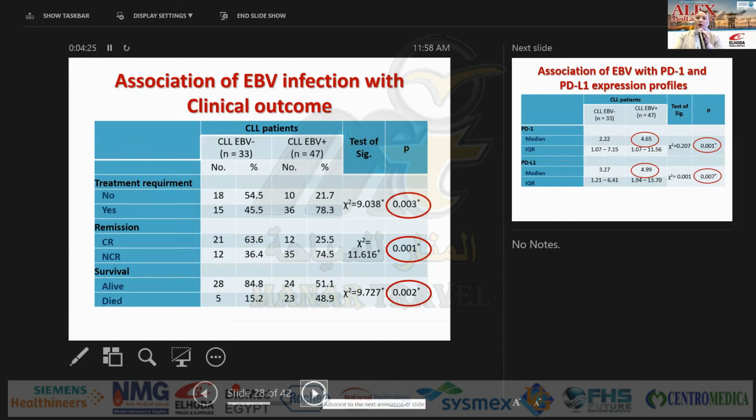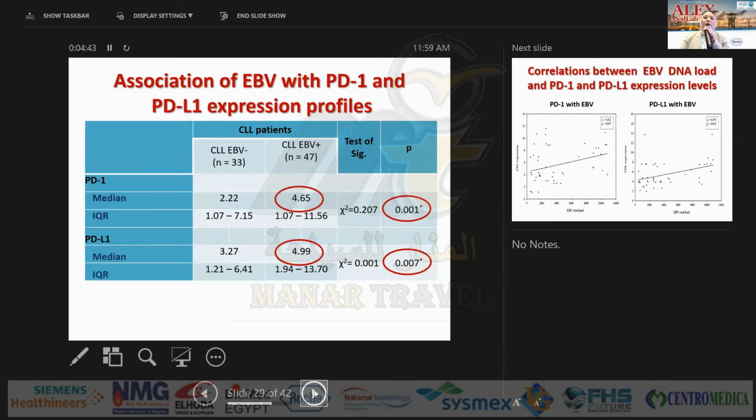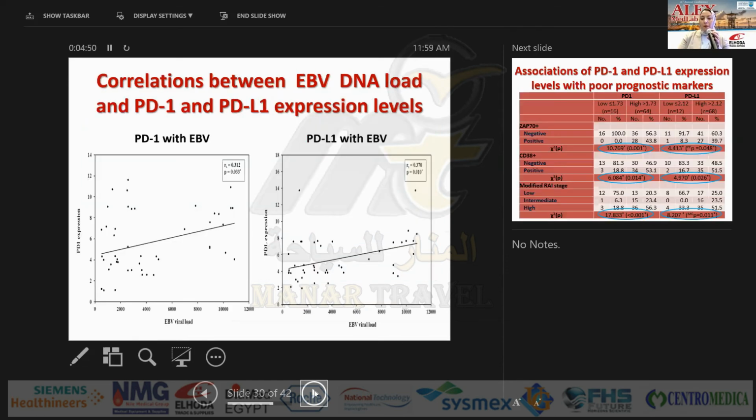Regarding the clinical outcome, Epstein-Barr virus positive CLL patients showed a significantly higher need for treatment and were associated with poor outcome regarding the achievement of complete remission or the death rate. PD1 and PDL1 were significantly higher in Epstein-Barr positive CLL patients compared to negative ones. There was a statistically significant positive correlation between the expression levels of PD1 and PDL1 and the Epstein-Barr virus load in CLL patients.